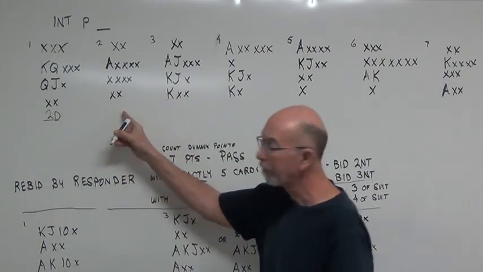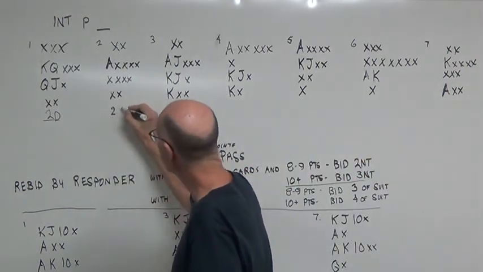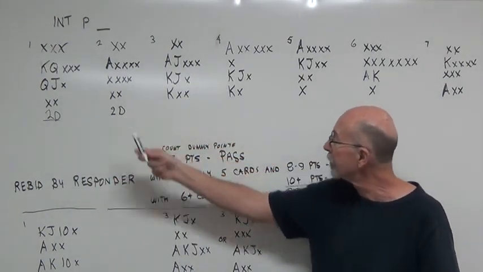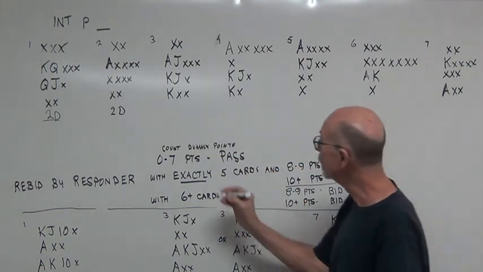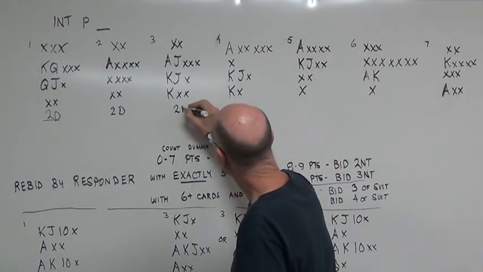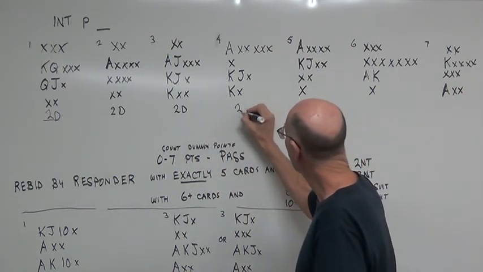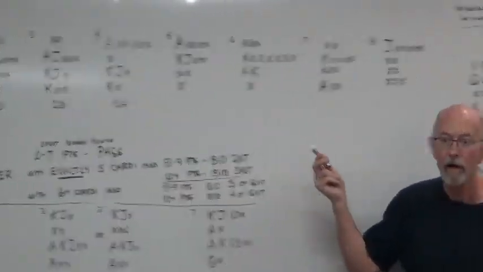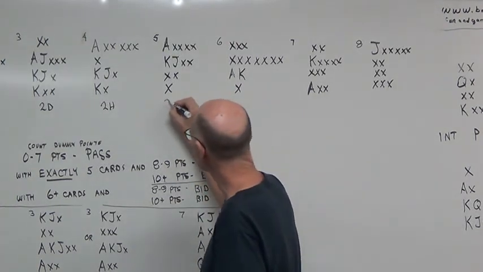How about here? 2 diamonds. Everyone see that? This hand only has 4 points, but you're still going to go to 2 diamonds. How about here? 2 diamonds. How about here? 2 hearts. And here, 2 clubs.